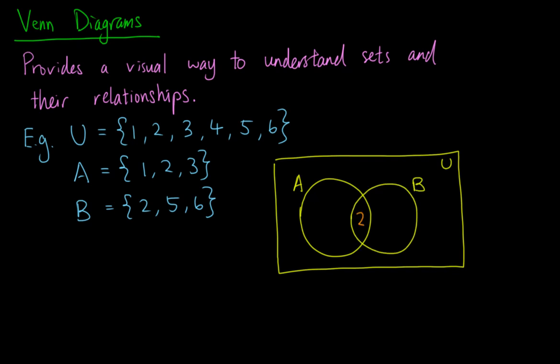Now, we need to write the remaining elements of U in the appropriate regions. 1 and 3 belong to A, so we write them in the circle of A, outside the overlapping region. Similarly for 5 and 6 in B. Lastly, 4 does not belong to A or B, so we just have to write it somewhere outside the circles, but within the rectangle. Note that the shapes representing the sets U, A, and B do not matter. Using a rectangle and circles is just for clarity and consistency.